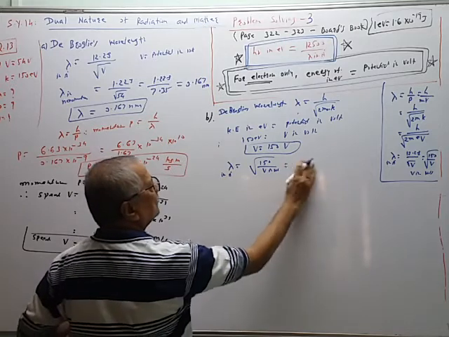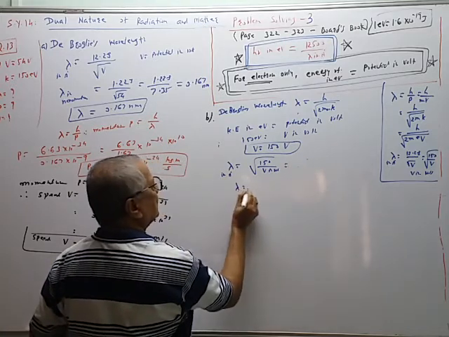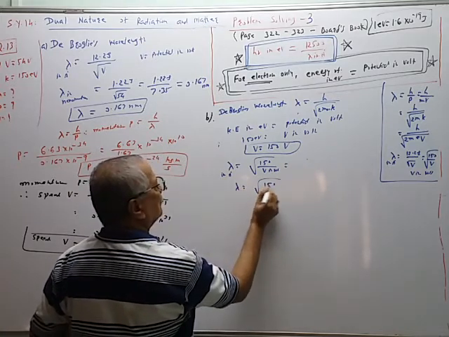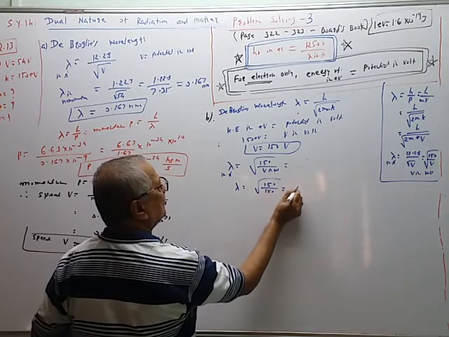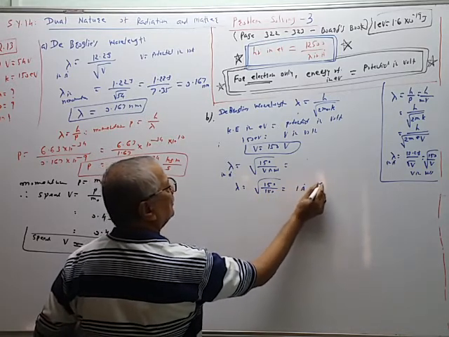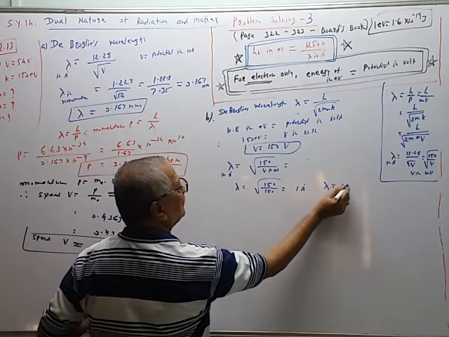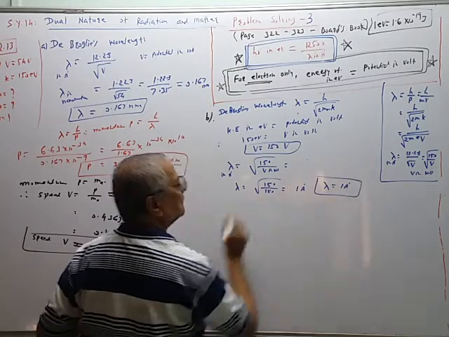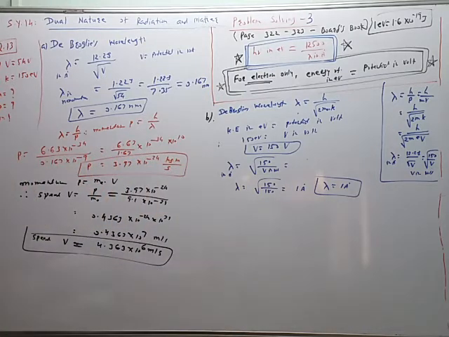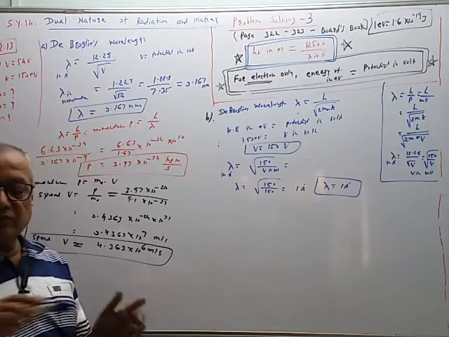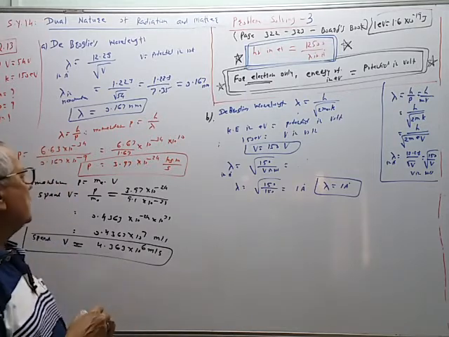150 upon V in volt. So lambda is equal to root of 150 upon 150, that is equal to 1 angstrom. So wavelength lambda is equal to 1 angstrom, 10 raised to minus 10 meter. So once you know the wavelength, you can find the remaining quantity.